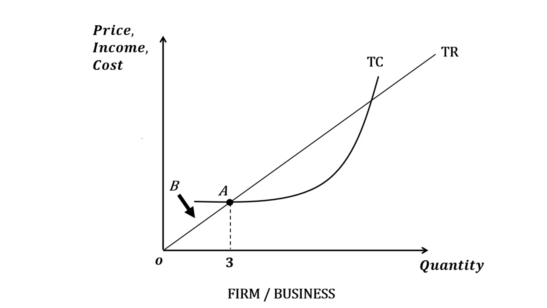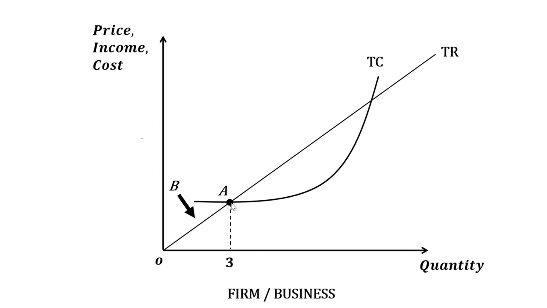In other words, we can also say the total cost curve lies above the total revenue curve. When it lies above, it means that your total cost is more than the total revenue you earn. When we look at three units, what happens there? At an output level of 3 units, the firm makes zero economic profit. The firm is breaking even, meaning your total cost is equal to total revenue.